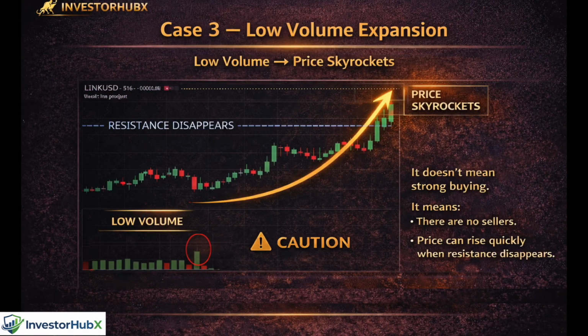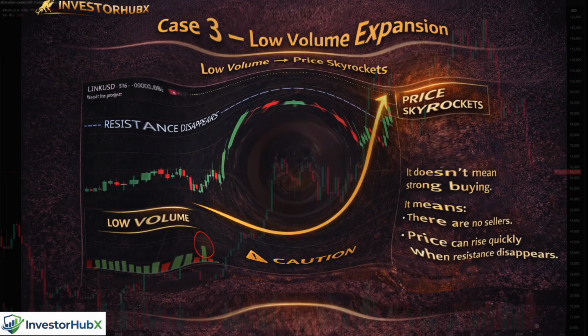Case 3. Low volume expansion. Notice how volume remains small, yet price rises sharply. This doesn't necessarily mean strong buying. It often means there are very few sellers or that selling pressure has been exhausted. When resistance disappears, price can move quickly with little effort. Low effort, big result. But remember, continuation still requires confirmation.